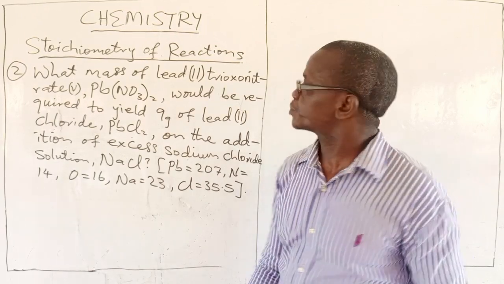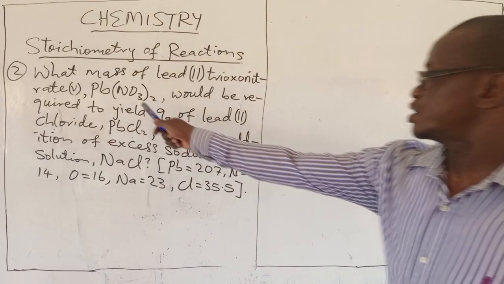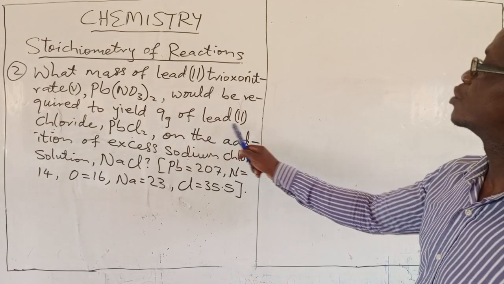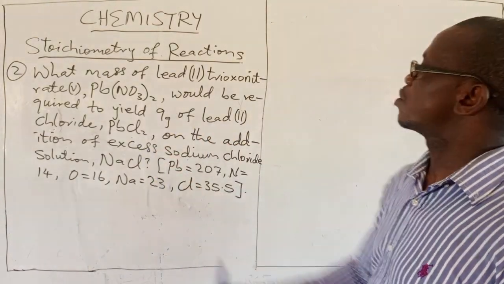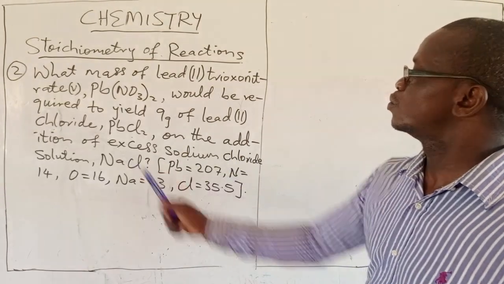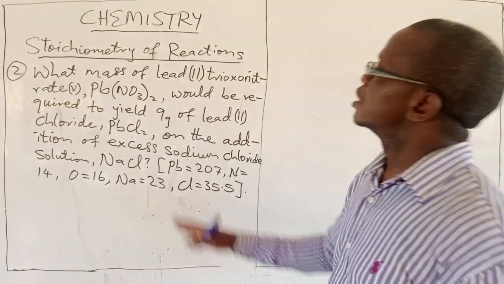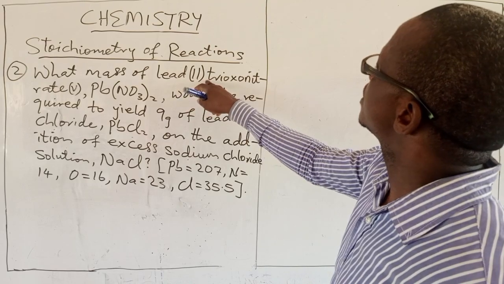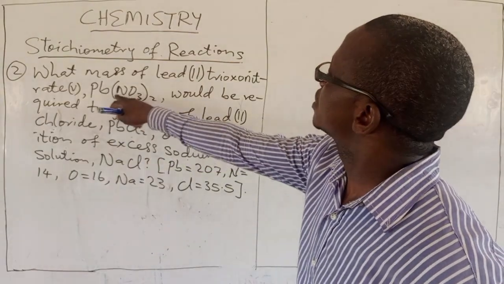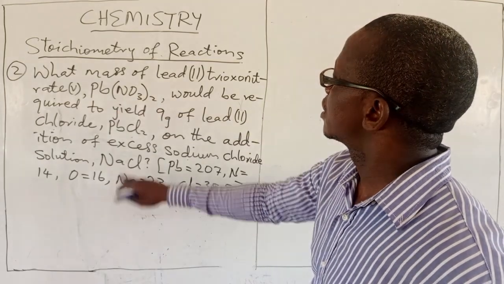Here's question 2. What mass of lead 2 trioxonitrate 5, which is this formula, would be required to yield 9 grams of lead 2 chloride, which is this formula, on the addition of excess sodium chloride solution? This is the formula. Now, what are we looking at? Check. They said what mass of these will produce this. That means this is the reactant. When you add the excess this to this, you will produce this.